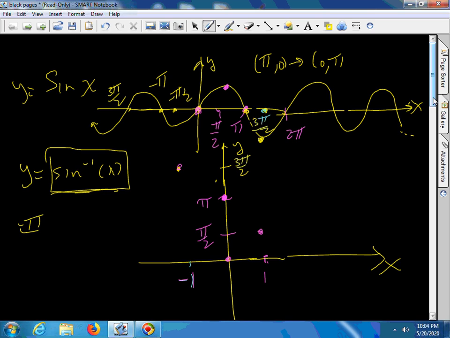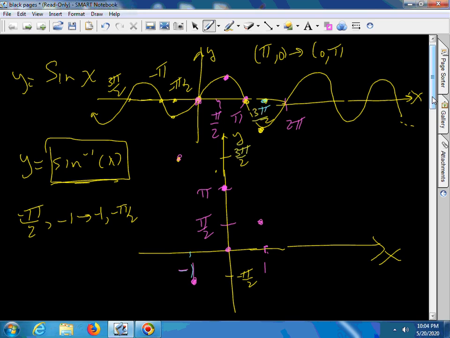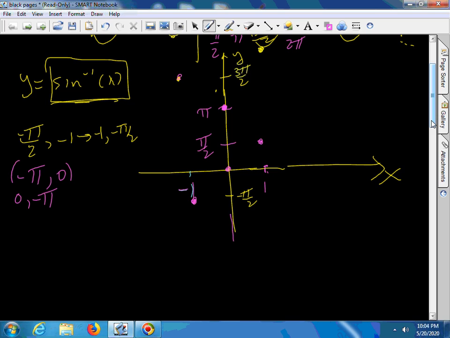Well, if x is negative pi over 2, the y value is negative 1. So when I switch that, I get (negative 1, negative pi over 2). So when x is negative 1, I go down to negative pi over 2. I go right there. And the next point will be when x is negative pi, right here. When x is negative pi, I go up none. So when I switch that, I get (0, negative pi). Okay? So when x is 0, I am at negative pi right here.